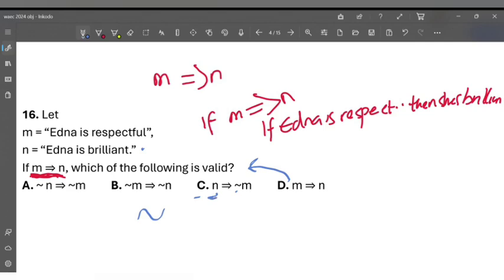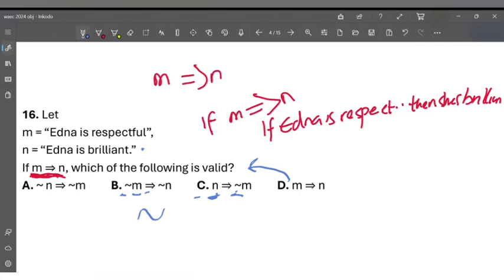This means if she is brilliant, then she is not respectful. That makes no sense. All right. Now, what about option B? Option B says if she is not respectful, then she is not brilliant. All right. If she is not respectful, then she is not brilliant. Well, is that always the case? Not really. Sometimes a disrespectful person can be brilliant, so it's not always valid.